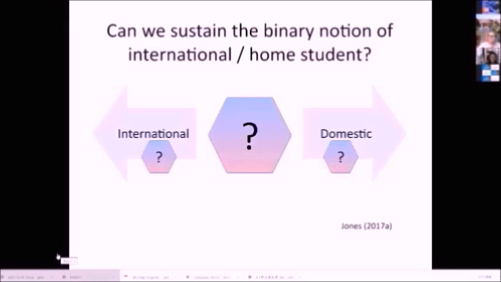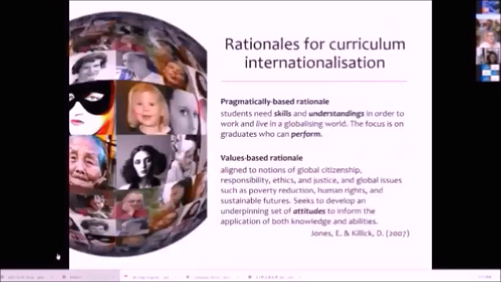If we move to the next slide, this affects how we think about the rationales for curriculum internationalization. So there's a kind of pragmatically based rationale or a values-based rationale. In pragmatic terms, we need to think about the skills and understandings that students will need in the way they move forward in their lives, how they can perform in the workplace, for example. But equally, the values-based rationale causes us to think about ideas of global citizenship, ethics, justice, equity, poverty reduction, and global issues such as human rights and sustainability and so on.